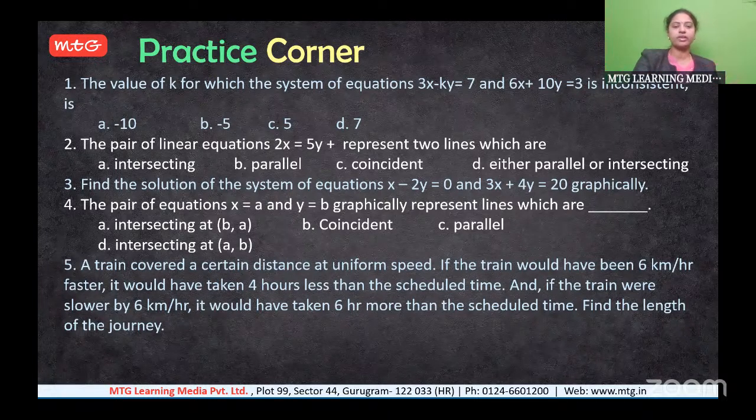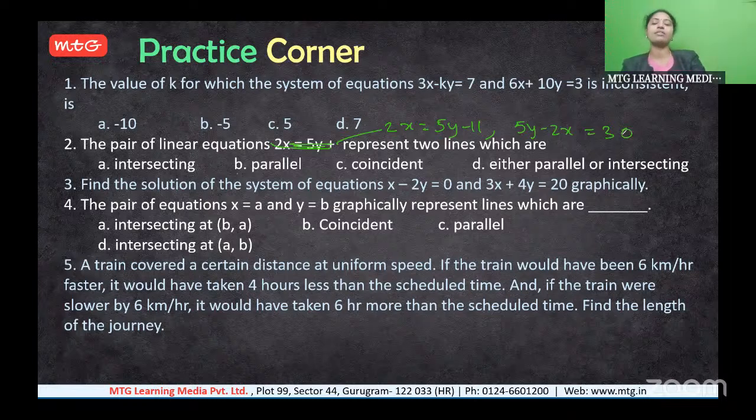Okay. So here we have, oh sorry, I think there was a mistake. I will write that equation for you. So here it is. Your equation is 2x equals 5y minus 11. The other equation is 5y minus 2x equals 30. Now, these 2 equations stand for what sort of lines is the question. So, basing on this, solve these questions and come back with your answers in the next session.